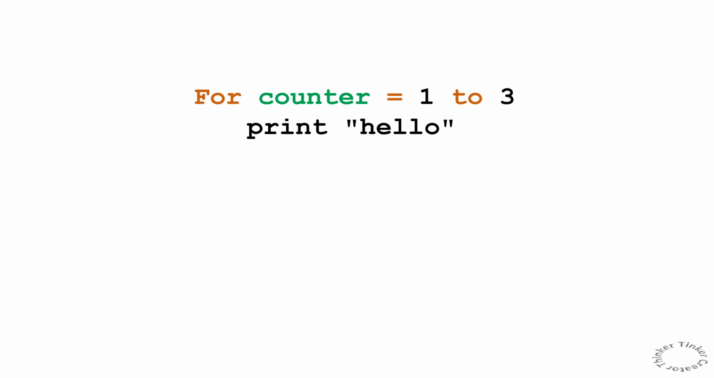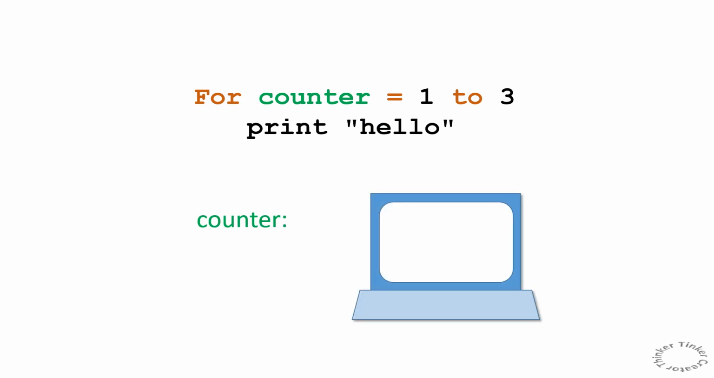In this for loop, the counter counts from 1 to 3. When counter is 1, print hello. When counter is 2, print hello. When counter is 3, print hello. We printed hello 3 times.